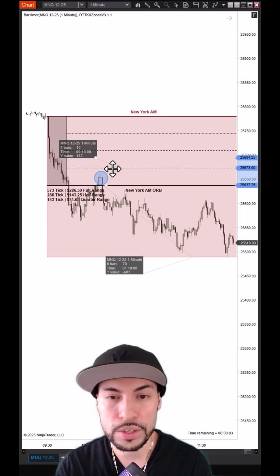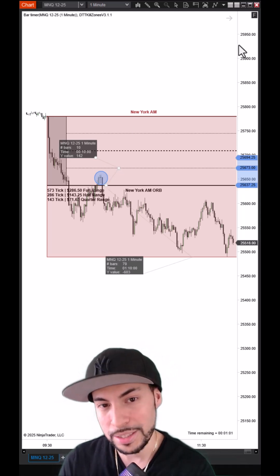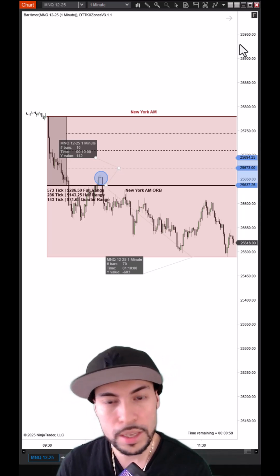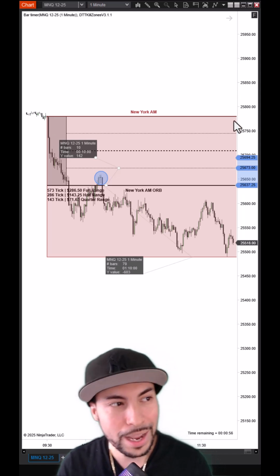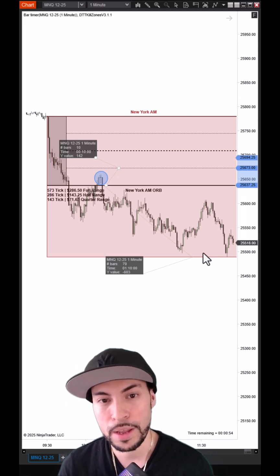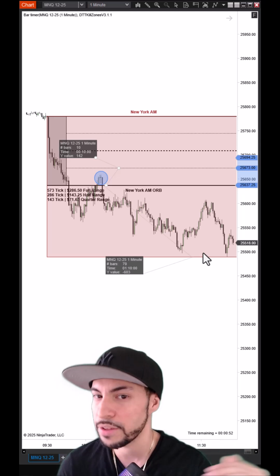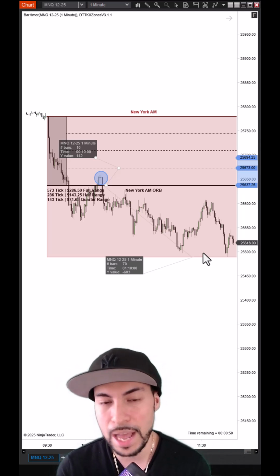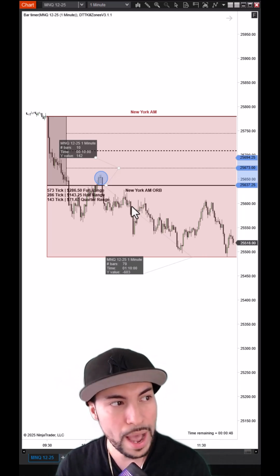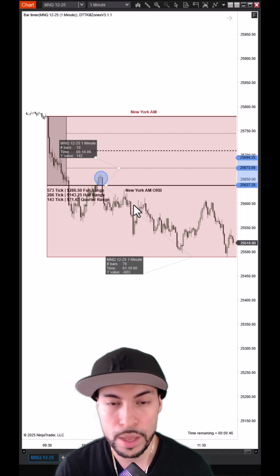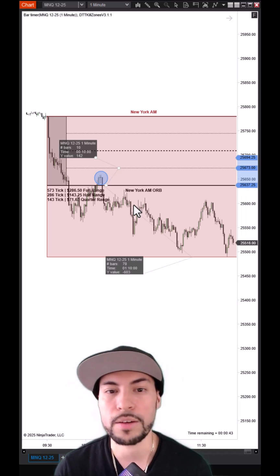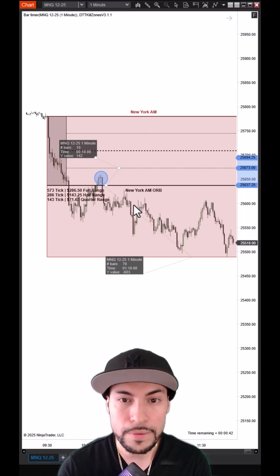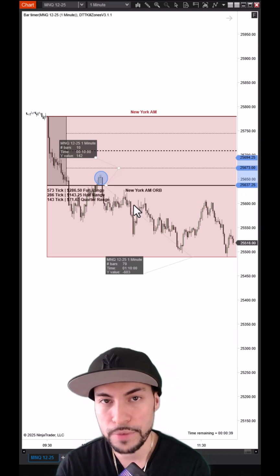Now, here's another thing. You do not need to capture the entire move. You're not going to be able to capture the entire move. So I'm not going to say, hey, you're going to get directly from the top all the way to the bottom, because that's just not realistic. But even if you got a piece of that move, you would have made a good income. Okay. So now the key for you to remain profitable is very simple.